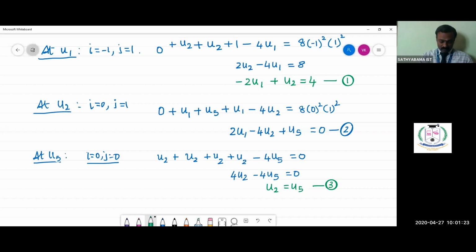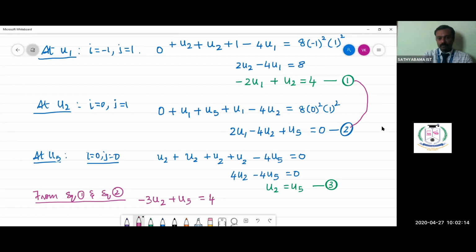So we can solve them. So equation 1 and equation 2. From equations 1 and 2, adding these two equations, we get minus 3u2 plus u5 is equal to 4. But u2 is equal to u5. So substituting u2 equal to u5, we get u2 is equal to minus 2.